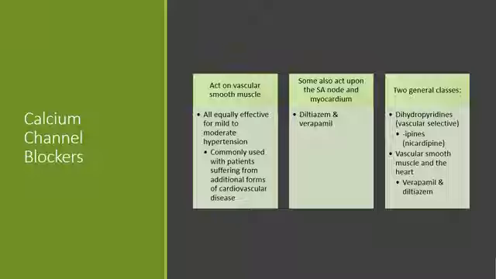And the other two are really two other classes, but I lump them together. That's verapamil and diltiazem. You can think of them as being the same because they have activity on the vascular smooth muscle and also the heart. So those two have activity involving the blood vessels and the heart, whereas your dihydropyridines affect just the blood vessels.